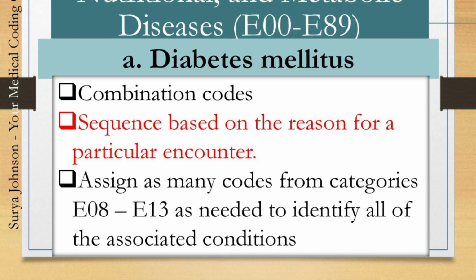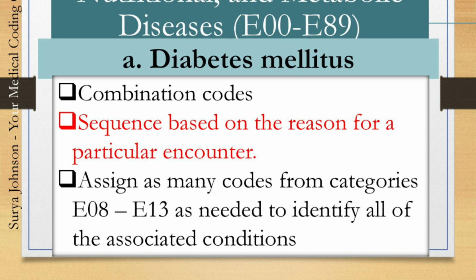So when coding diabetes mellitus, mostly there will be combination codes. So what is a combination code? A combination code means diabetes with some other complication or disease or disorder. So there will be a single code that describes diabetes mellitus with some other complication or condition related to this diabetes mellitus. Most of the diabetes mellitus codes will be combination codes.